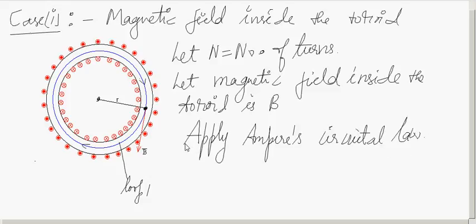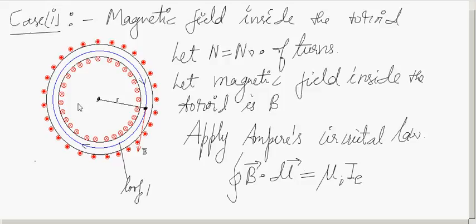So what do you get? Now applying Ampere's circuital law, we know that the closed integral of B dot dl is mu naught into the current threading the loop. First we have to find out what is the current threading the loop, i.e. I is the current threading this loop.